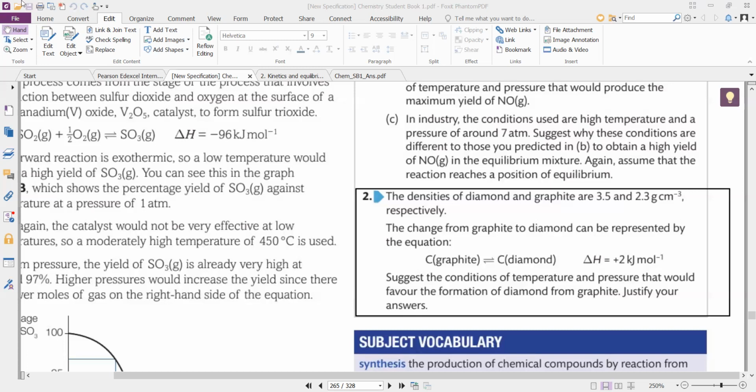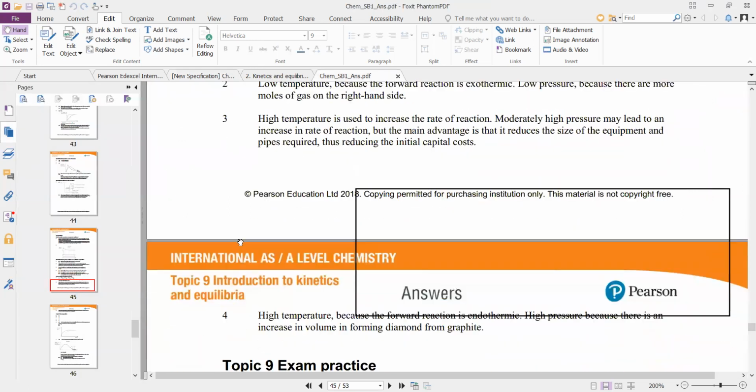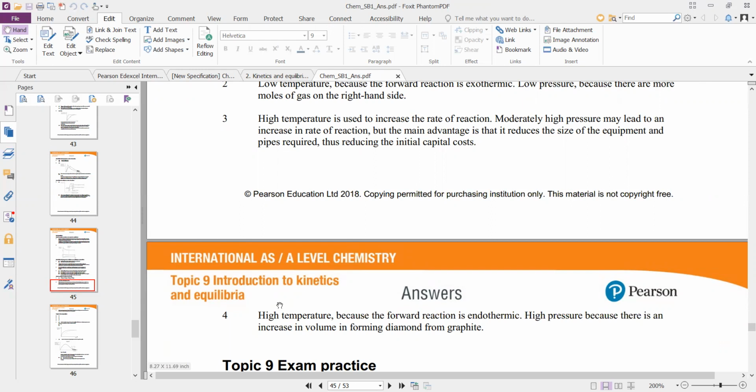Yes, correct. High temperature because the forward reaction is endothermic. High pressure, because there is a decrease in volume in the formation of diamond from graphite. The density of diamond is 3.5, higher than graphite, so obviously the volume will decrease. So you have to compress. Done. So the second lesson from unit 2 is done.